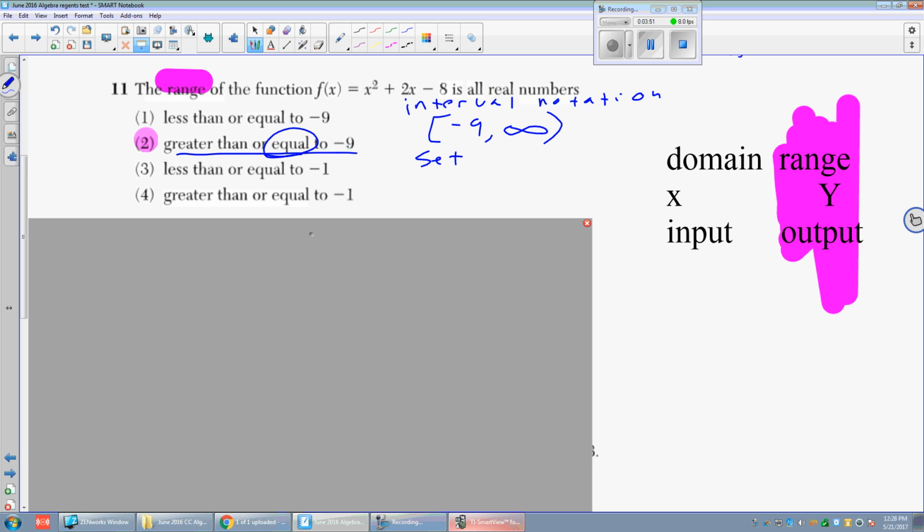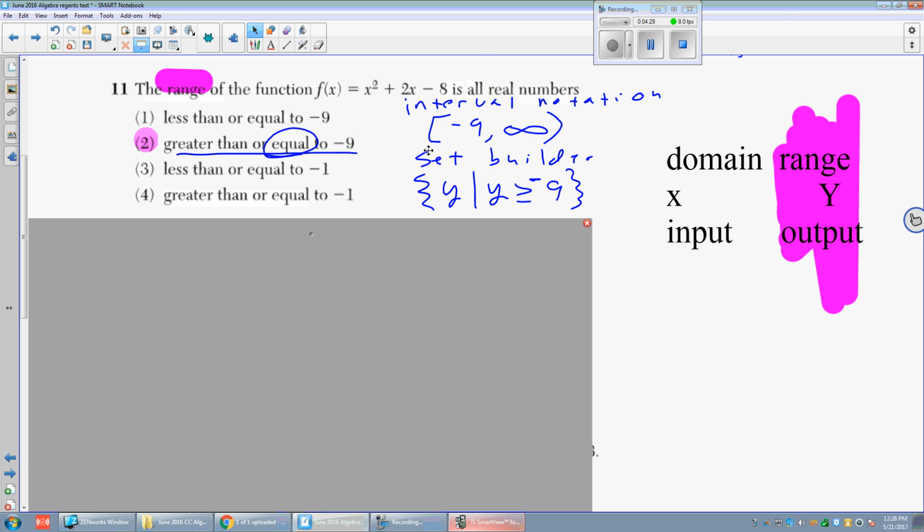Now, what about set builder? Set builder is the easiest one to do because you do the brace and, let me see, it is the range. So we're talking about the y's, not the x's. All numbers y such that y, actually it says greater than or equal to negative 9. Yes, y is greater than or equal to negative 9. There we go. Okay, so this is set builder notation, and the first one is interval notation.